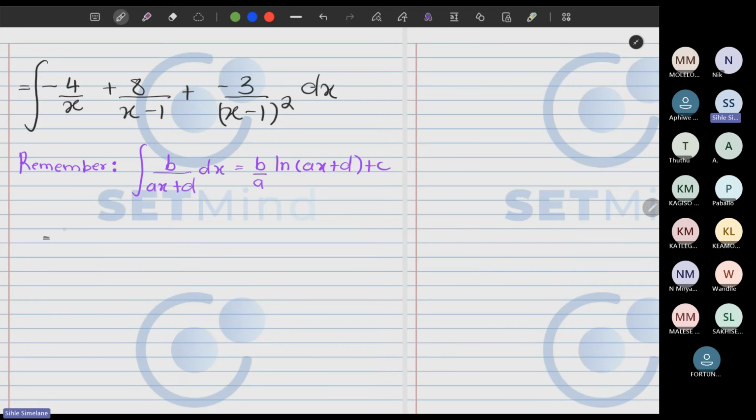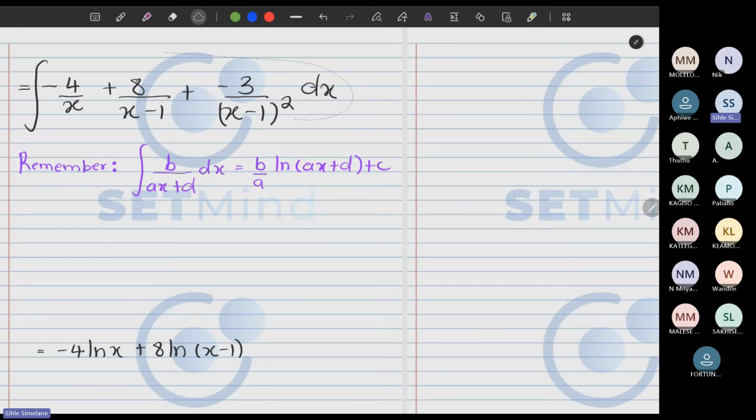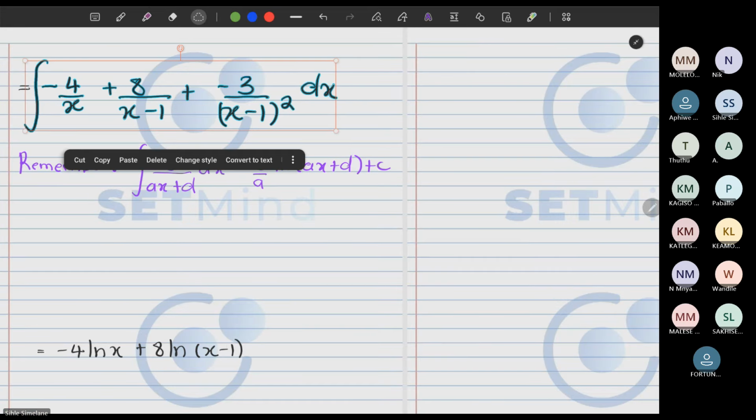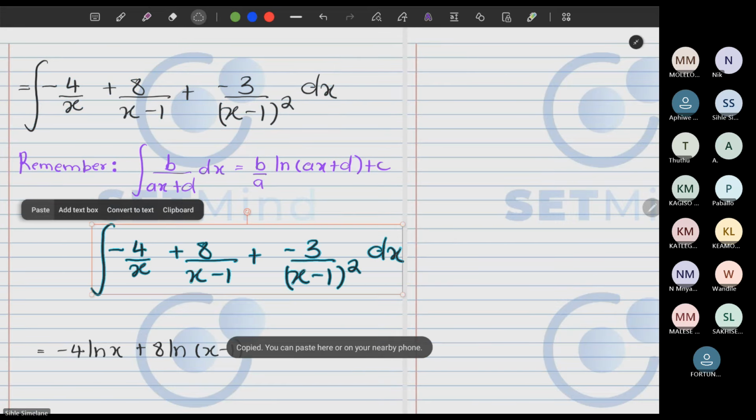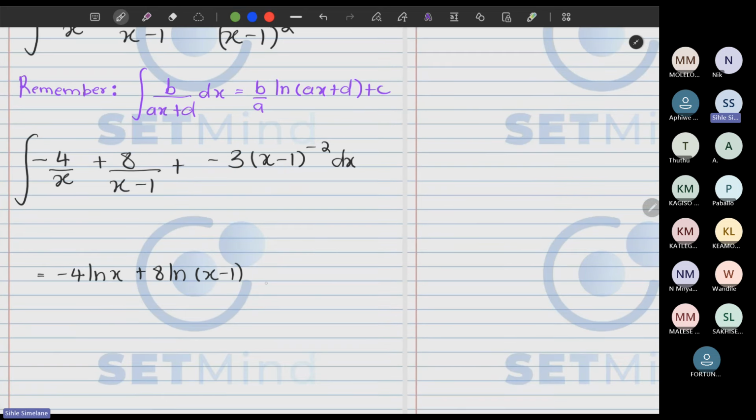And if you look at our problem, you'll see that we'll have -4 ln of x, and then plus 8 ln of x minus 1. And then for the other part, what you guys need to realize is that that other part doesn't need ln. Let me rewrite it for you. So the other part is a 2, so how it can be rewritten is this way. We can rewrite it as x minus 1 to the minus 2 dx.